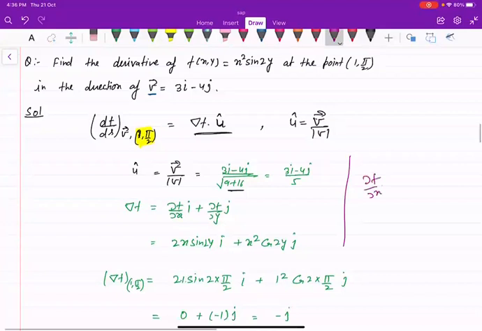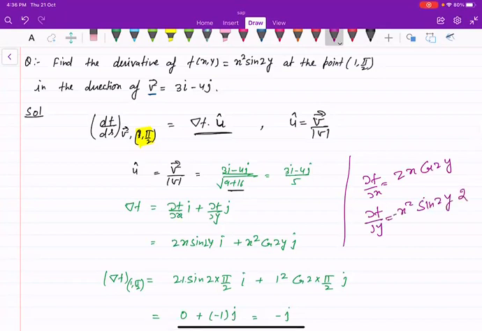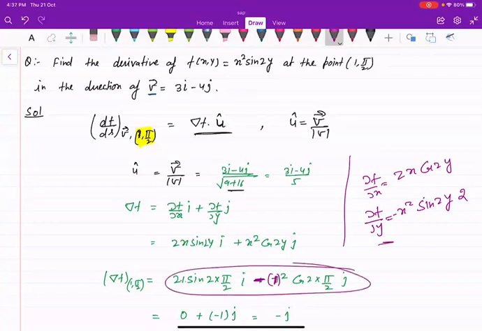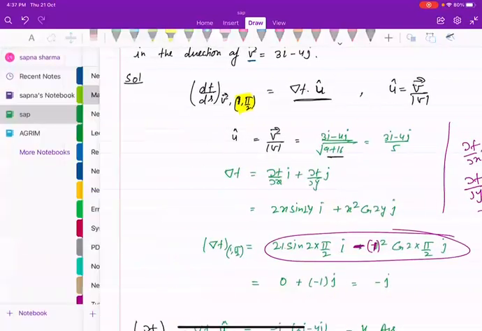Del f over del x will be 2x cos 2y, and del f over del y is x square sine 2y into minus of 2 into sine 2y. Yes. Okay, there is a mistake. It is 2x sine 2 pi by 2 i plus x square, it is minus 1 square plus cos 2. So there is a mistake. I'll rectify it in the notes. Okay, so let's do another question.